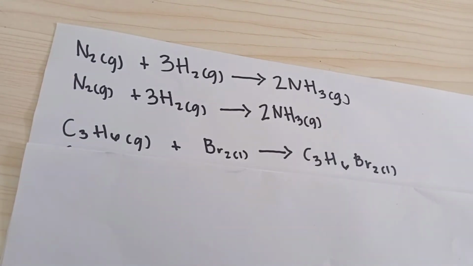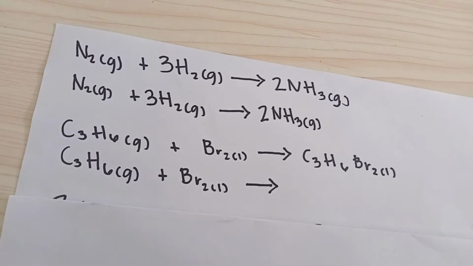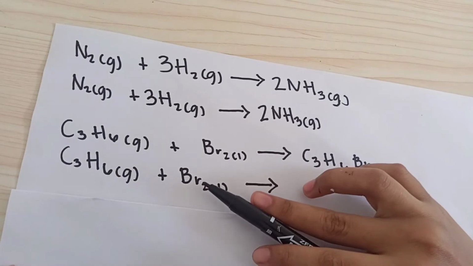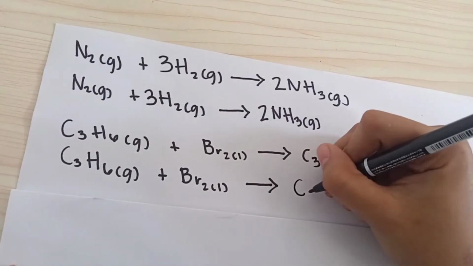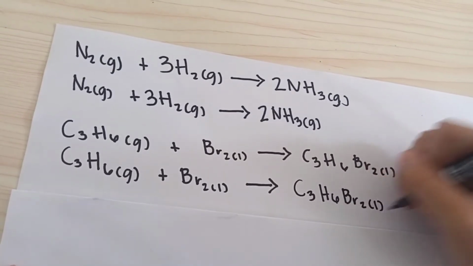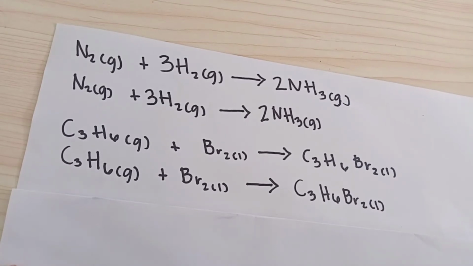The next example is C3H6 gas reacting with Br2 liquid to produce C3H6Br2 liquid. Just like the first example, I'll show you how to get this. So you need to combine the carbon-hydrogen gas and bromine liquid, so the product will be C3H6Br2 in liquid state. We write (l) here, not (g), because according to phase transition, gas to liquid is called liquefaction. Since this equation is already balanced, there is no need to balance it.